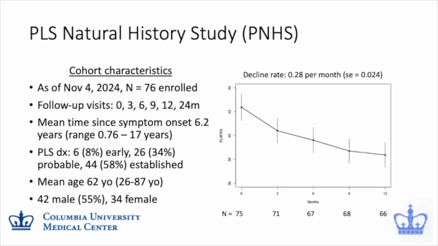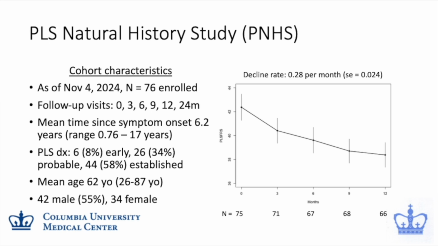Mean time since onset is about 6.2 years in this cohort, and the majority of the participants are categorized as probable PLS, 58%. 34% of them were possible PLS, and we have very few patients who are early PLS, and the mean age is 62, with relatively even distribution between male and female participants. So this is really the characteristic of the cohort, and the primary endpoint of this study was PLSFRS, as you can see in the figure to your right.